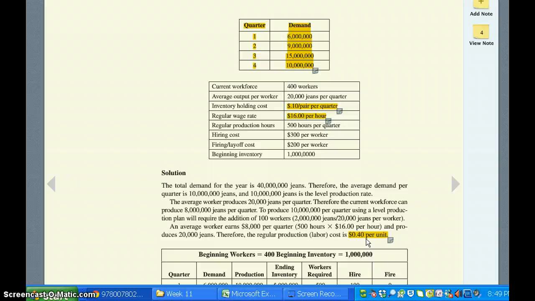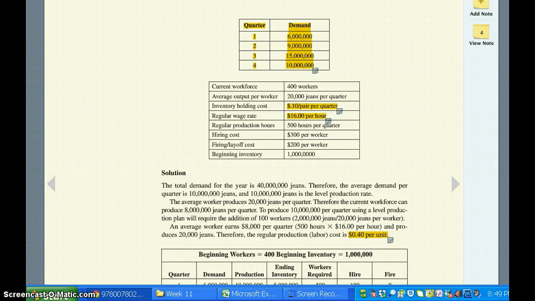Also, this 40 cents per unit, if overtime is time and a half, we could multiply 40 cents times 1.5, and that would mean that the overtime cost is 60 cents per unit, which is just 0.40 times 1.5 will give us 60 cents per unit.